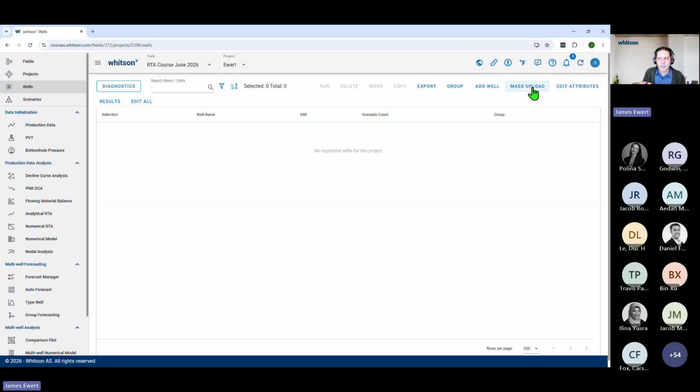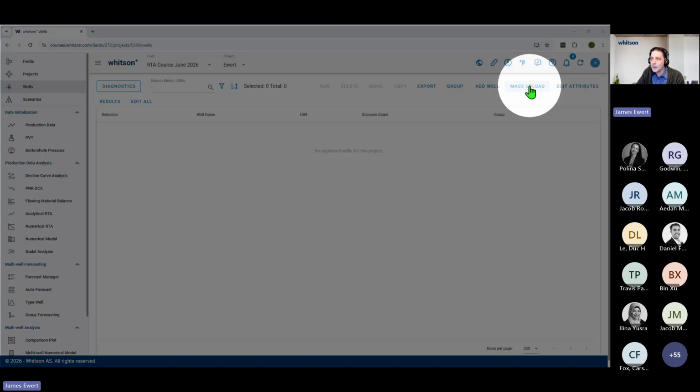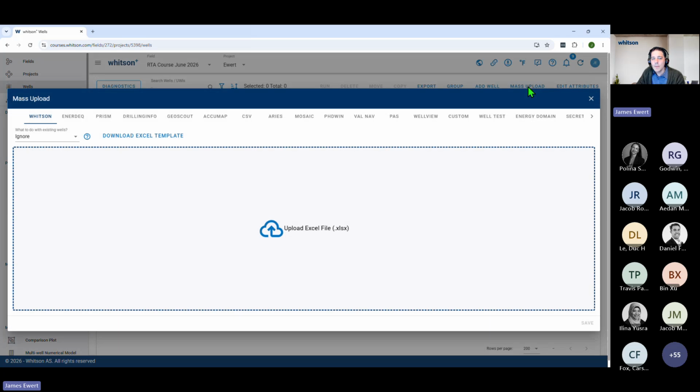So it's been slightly sanitized, not too much, but it allows us to get a sense of that real data. This information is used a lot by universities for research, and we like to use it too here at Whitson. So what we want to do is go up to Mass Upload. It's just to the top right. Click on Mass Upload, and you're going to see all of the different ways we can get information into Whitson. There's a lot of them.